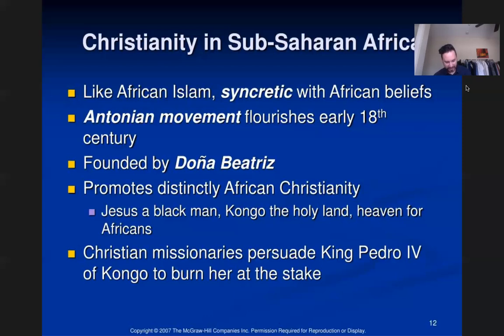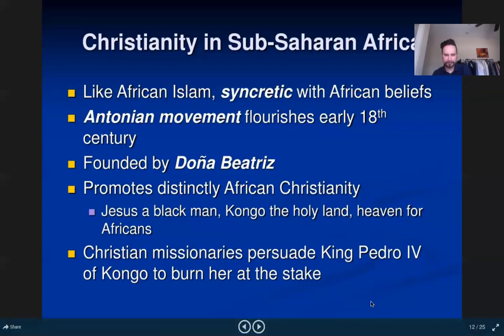And in 1708, an army of almost 20,000 Antonians challenged King Pedro, whom they considered an unworthy ruler. Their efforts illustrate clearly the tendency of Congolese Christians to fashion a faith that reflected their own needs and concerns as well as the interests of European missionaries. So throughout history, you see people using religion, using Christianity to suit their own needs, using Islam to suit their own needs. And here's just an example of people using Christianity to suit their political needs.